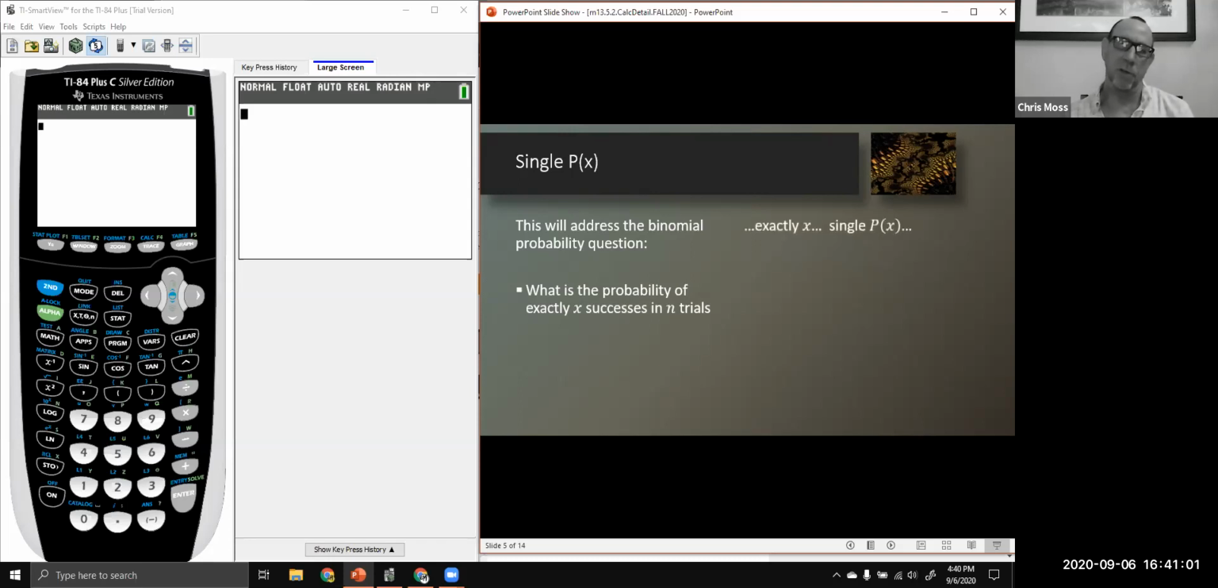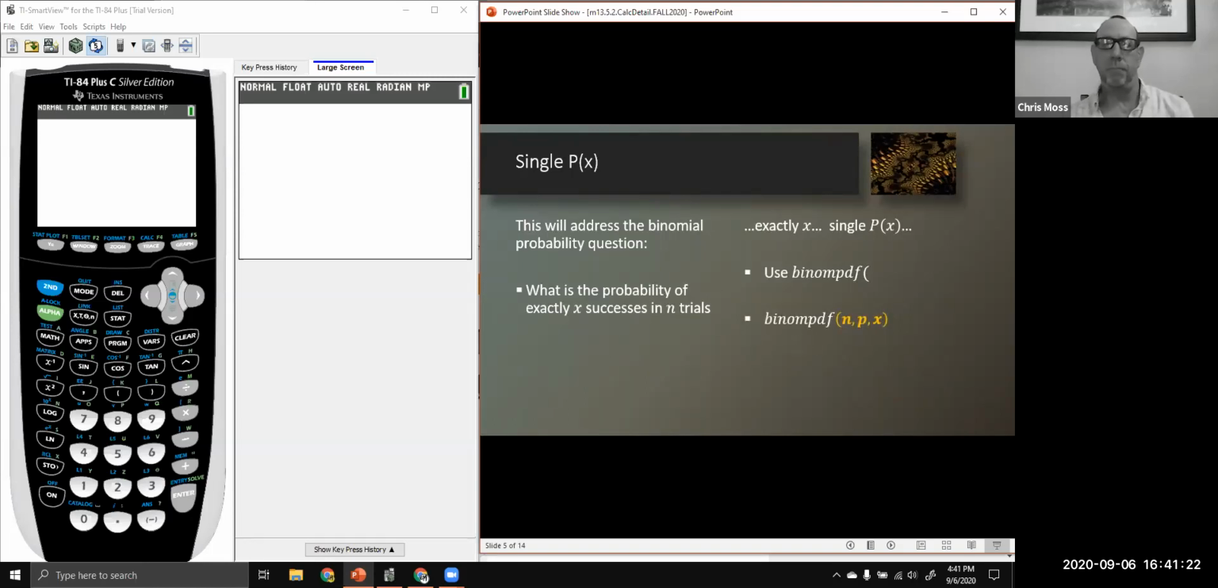Exactly x, that's the vocabulary I look for to point me in the direction of the single P of x. That's what I look for, that's what tells me what tool I will be using. So I'll use the binomial probability distribution function. I'll show you where that is on your calculator in just a moment.